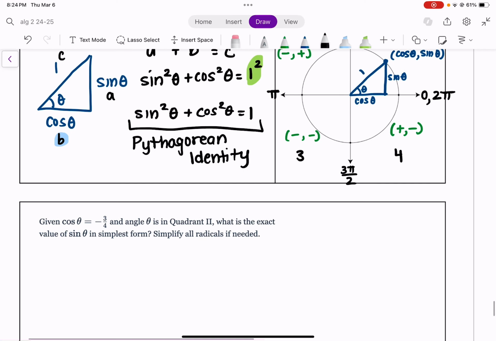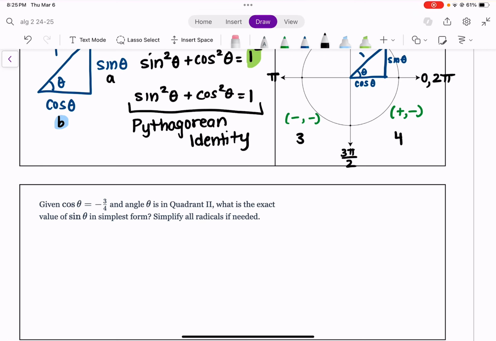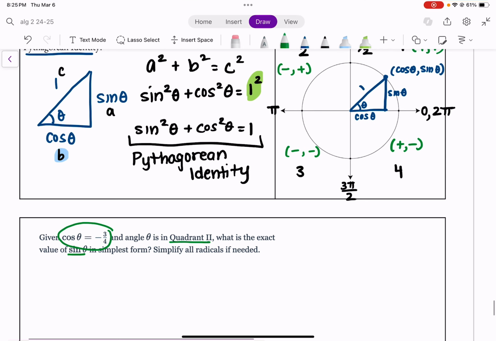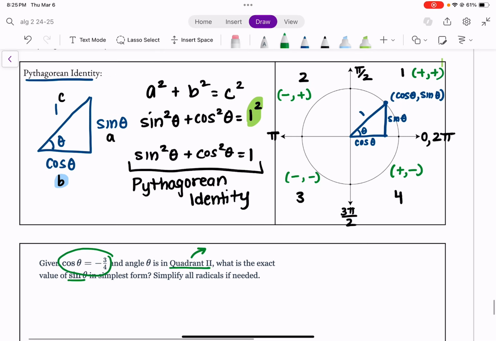So let's look at a type of question that you might see. It says, given cosine of theta equals negative 3 over 4, and angle theta is in quadrant 2, what is the exact value of sine of theta in simplest form? Okay, so I have underlined all the key info. Since we're talking about a unit circle, it's talking about angles, and it's giving us a quadrant. By the way, it's quadrant 2, so I'm going to write down that in quadrant 2, according to what we wrote up here, the x is negative and the y is positive, right?